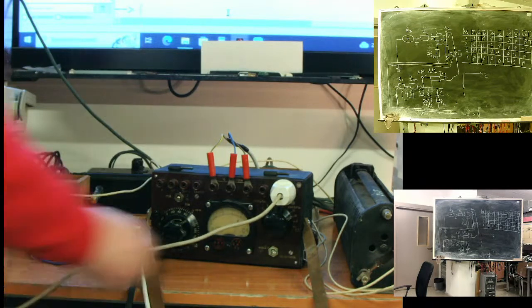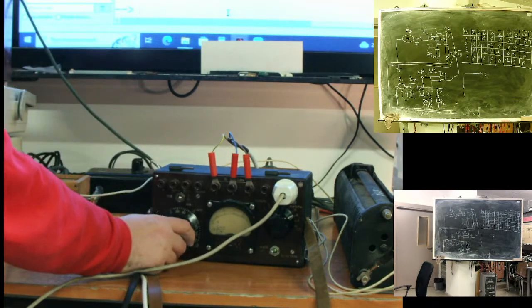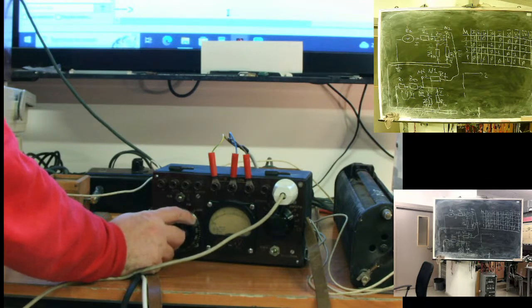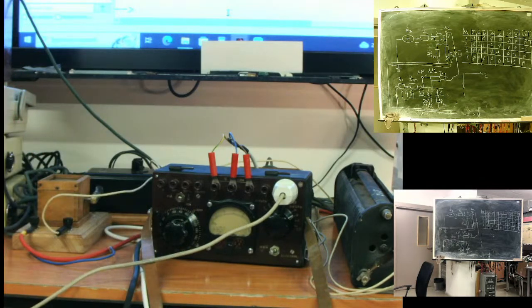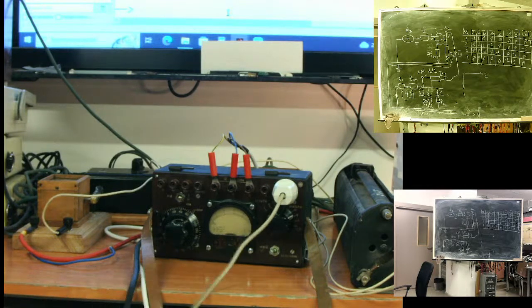My meter shows 4, with an angle of approximately 70 degrees leading. Here it shows 76. If we take a look here, what do we see? It's the first quadrant. Is it okay for 70 degrees leading?